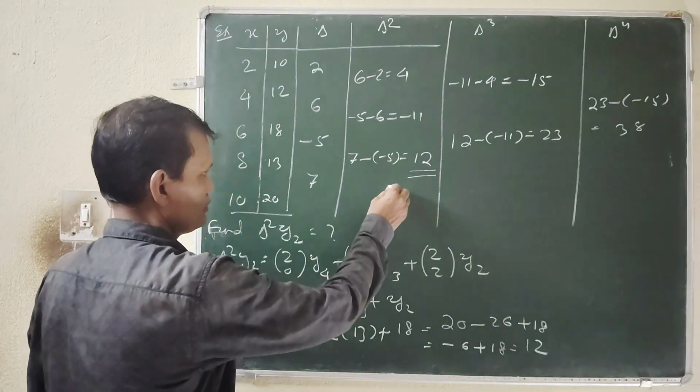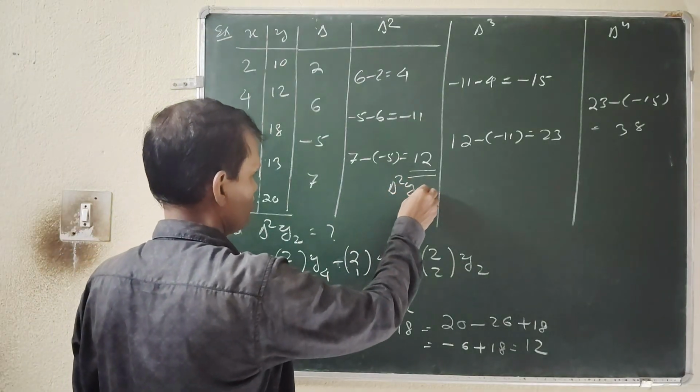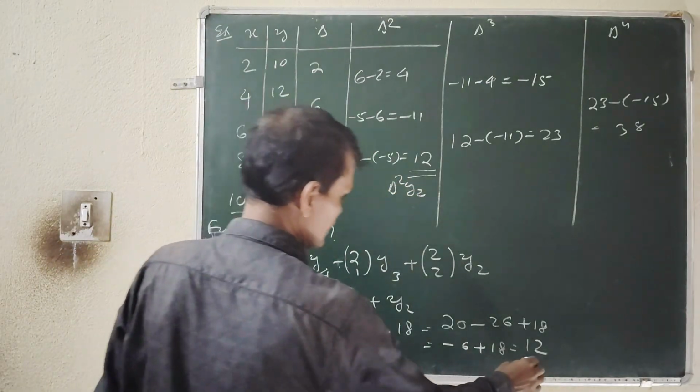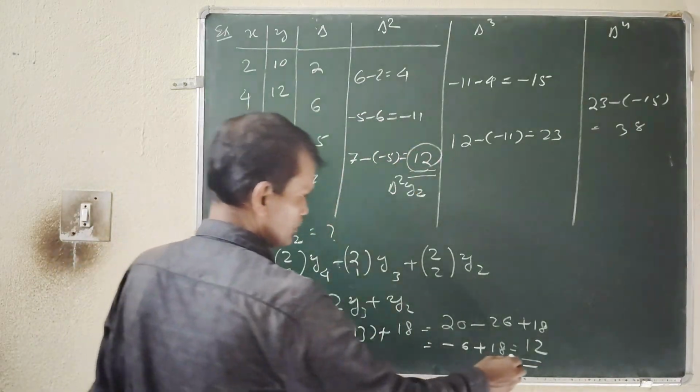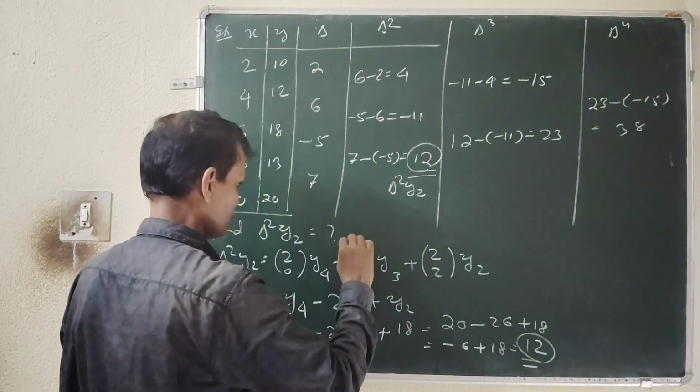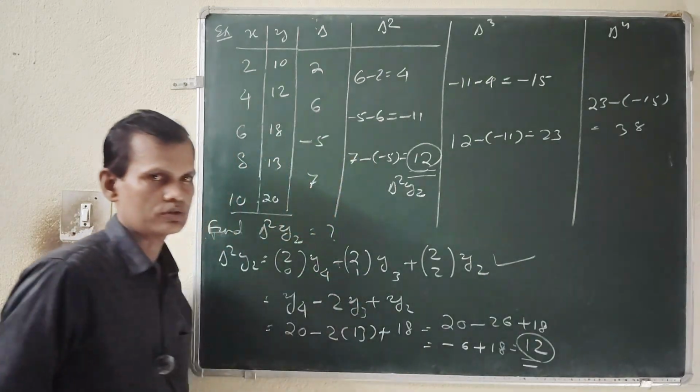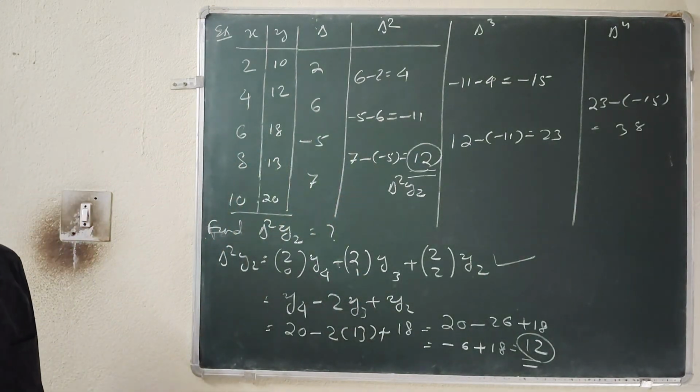This is the result, because this is delta square y0, delta square y1, delta square y2. So we have found delta square y2. This is the result from the table, and this is the result directly from the formula. Is it clear? In the next video we will discuss the backward difference. Thank you.